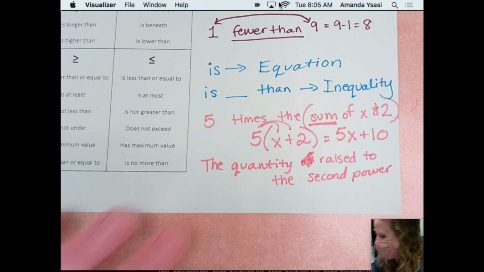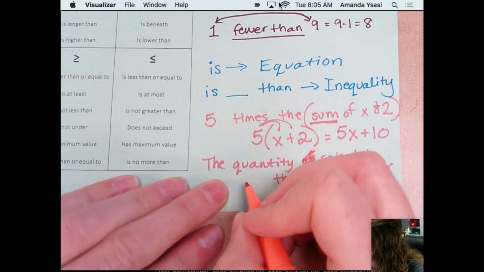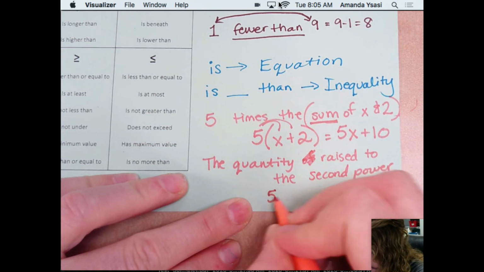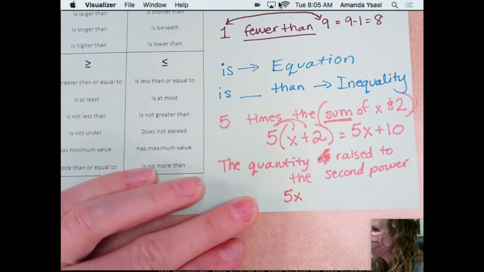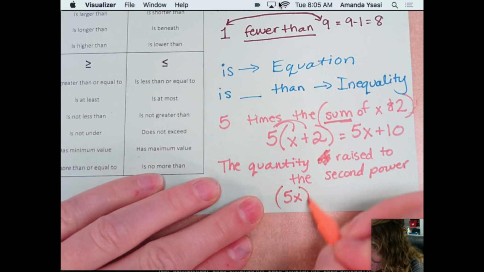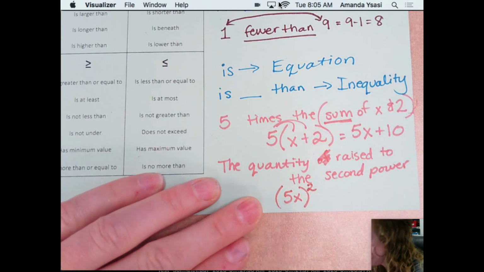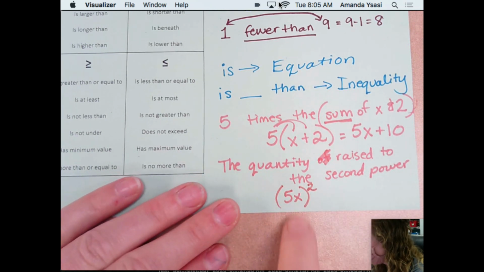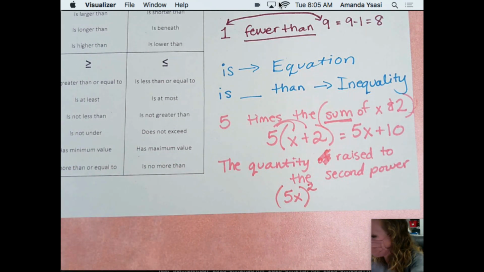Let's say that the quantity was 5x. The quantity 5x raised to the second power, that means you're going to put parentheses around 5x and then raise it to the second power. So you need to make sure you put parentheses around that. So that's whenever parentheses are shown.